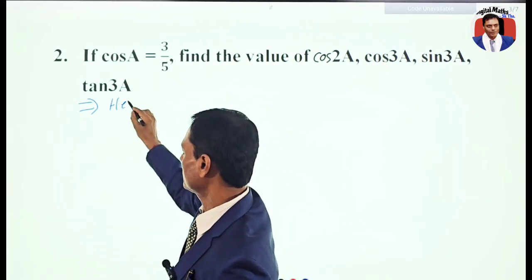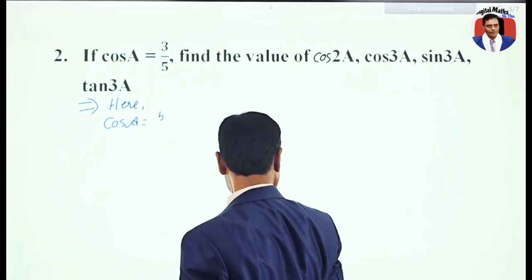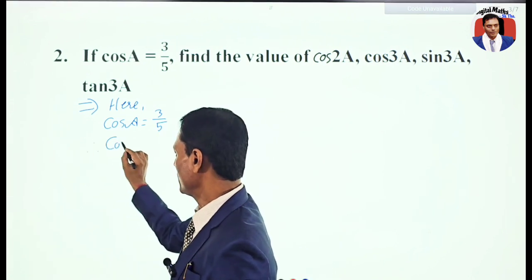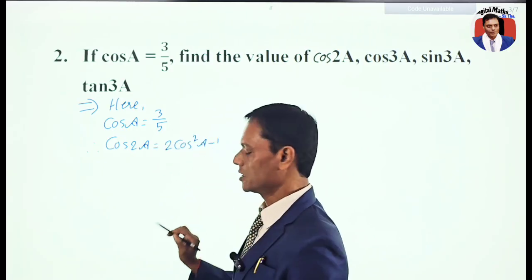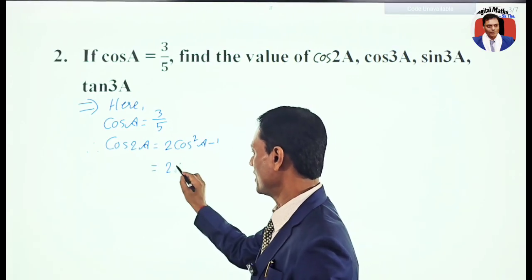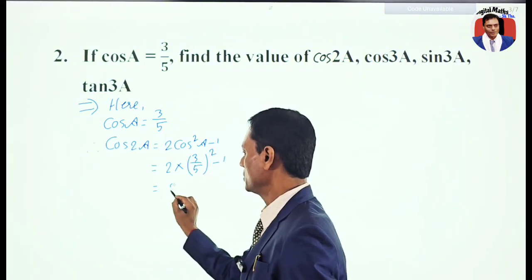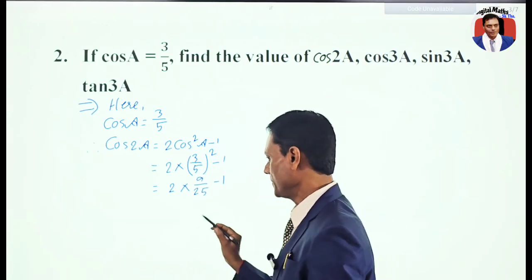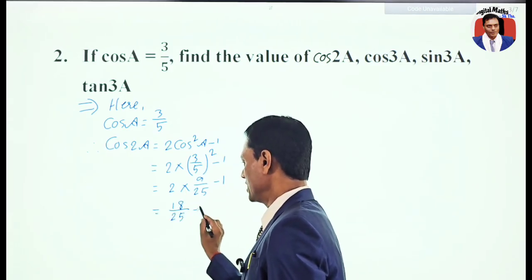So here cos a equals 3 by 5, isn't it? Therefore cos 2a equals 2 cos square a minus 1. That's the formula of cos 2a in terms of cos. Now just put the value, cos a equals 3 by 5, so we can write 2 into 3 by 5 whole square minus 1. That is 2 into 9 by 25, minus 1, isn't it? And that is 18 by 25 minus 1.